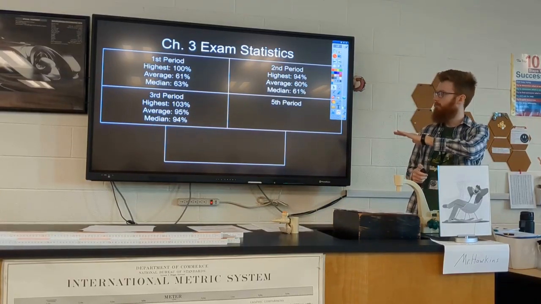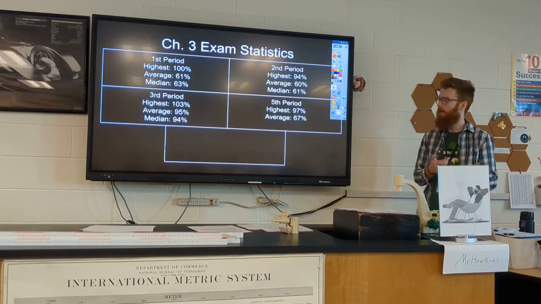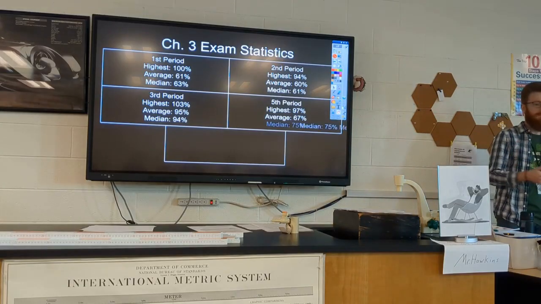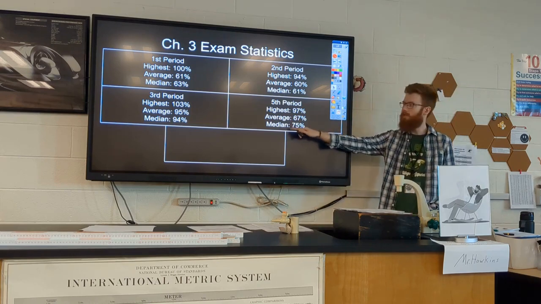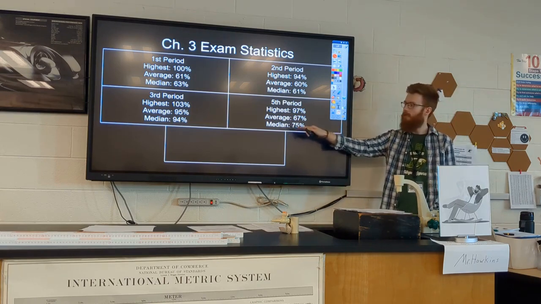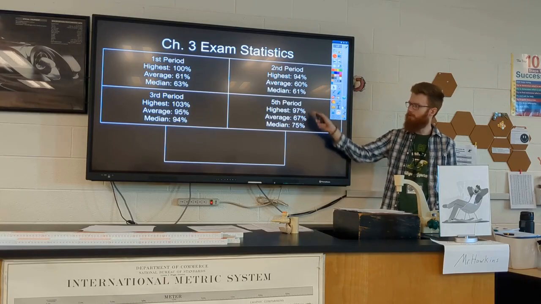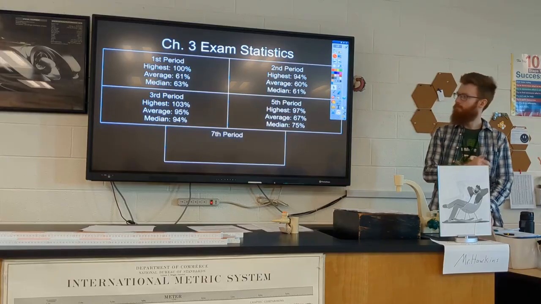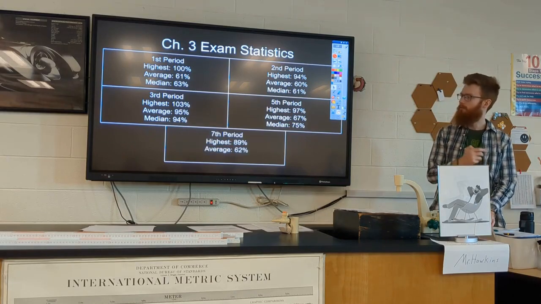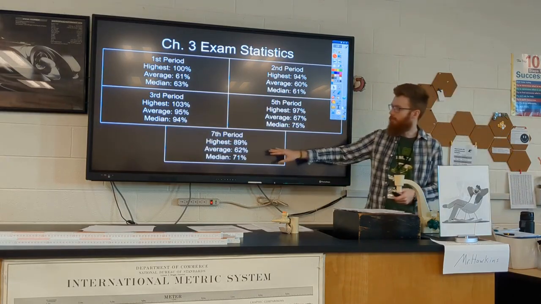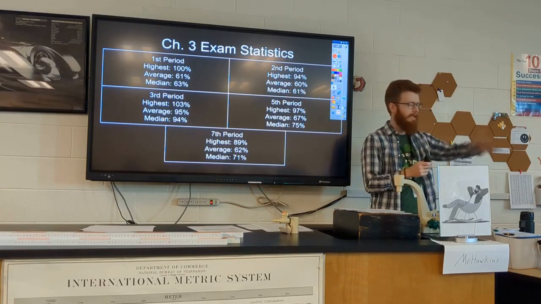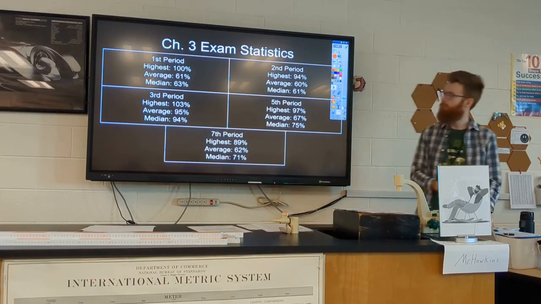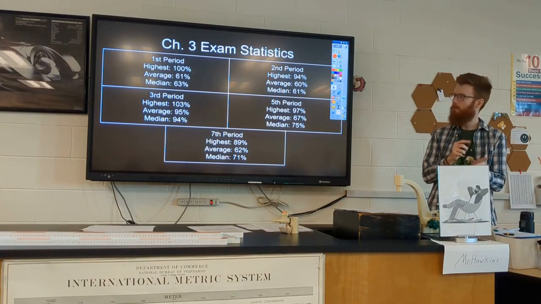Then on to 5th period. Highest 97, average 67. Still better than 1st and 2nd. Not quite as good as 3rd period. Median 75, that puts them in my okay range. I'm okay with a 75. That average is a little concerning, so there's some individuals in there that I need to bring up. 7th period, highest 89, average 62, median 71. They're also teetering into the concerned column. It's always that end of the day classes, always has some troubles. But all in all, pretty good.